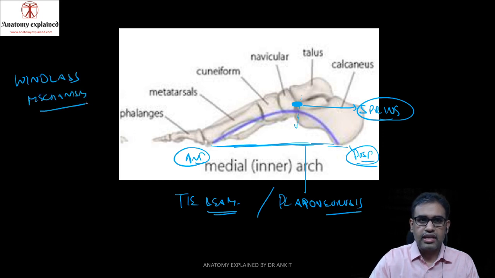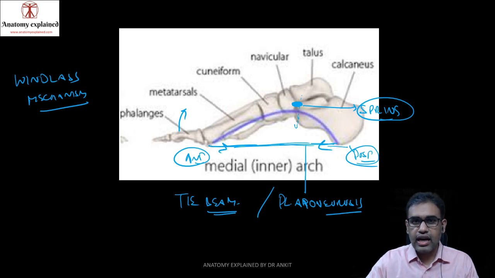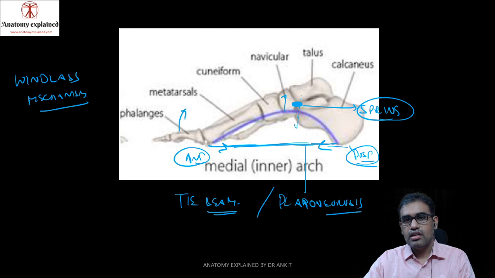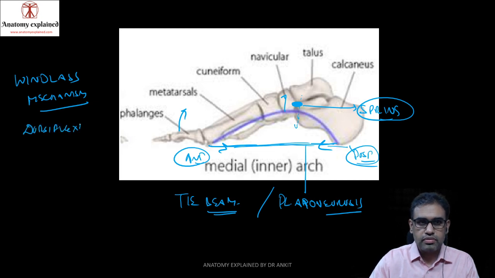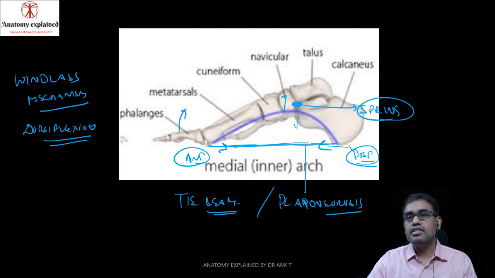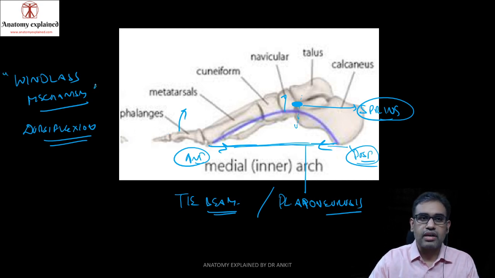What happens in this mechanism is, if you dorsiflex your toes, the plantar aponeurosis tightens up and tries to bring these two pillars close to each other, and the arch actually becomes more arched. The medial longitudinal arch rises. So during dorsiflexion of the toes, there is an increase in the concavity of the medial longitudinal arch. This is known as the windlass mechanism.